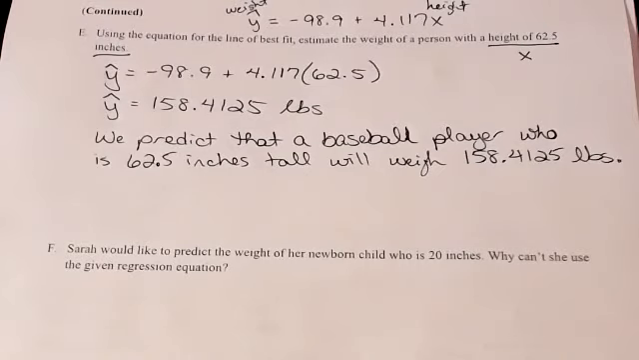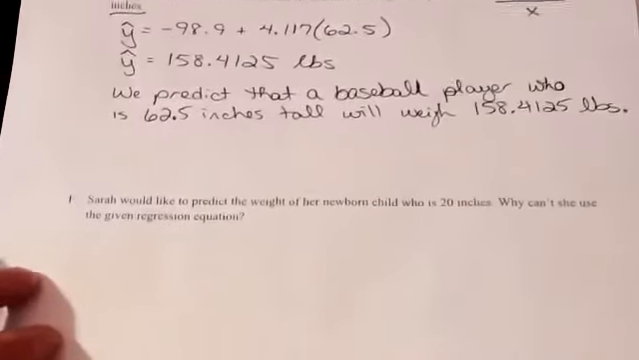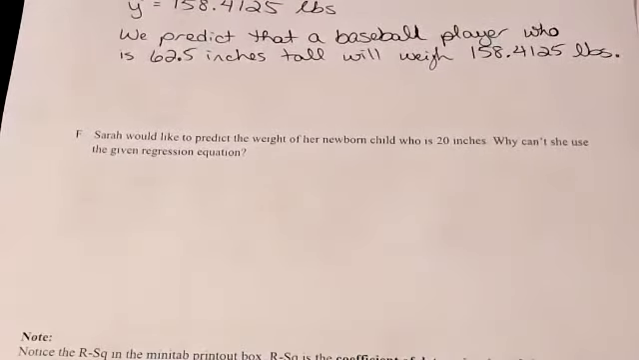Good. And last part of the day. This reads, Sarah would like to predict the weight of her newborn child who is 20 inches. Why can't she use a given regression equation? So give me some ideas as to why she can't use that equation. Throw it out there. Too short. Too short? Okay, tell me more. Not a baseball player. Well, that baby could be pretty amazing. No, you're absolutely right. That newborn child is not a baseball player.